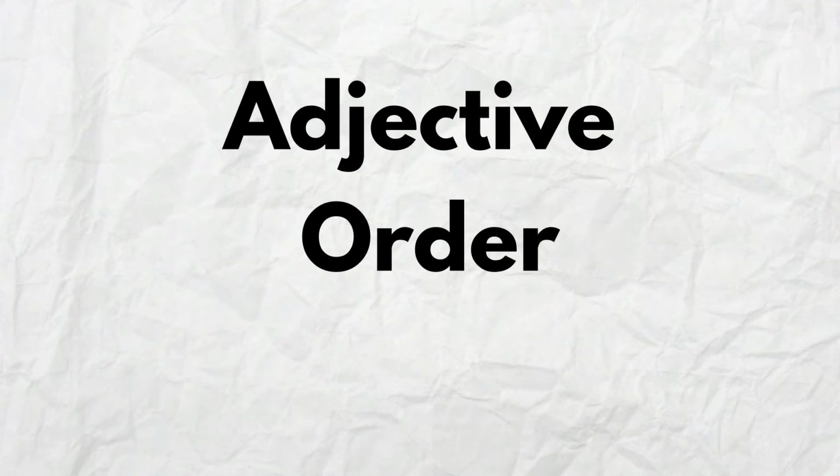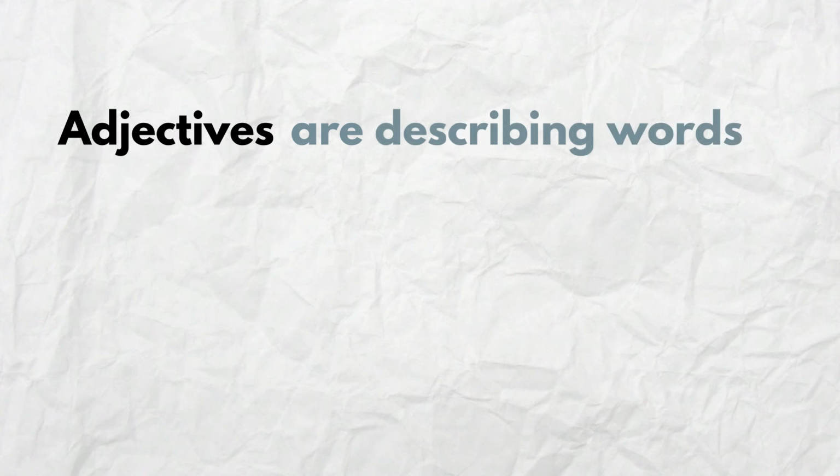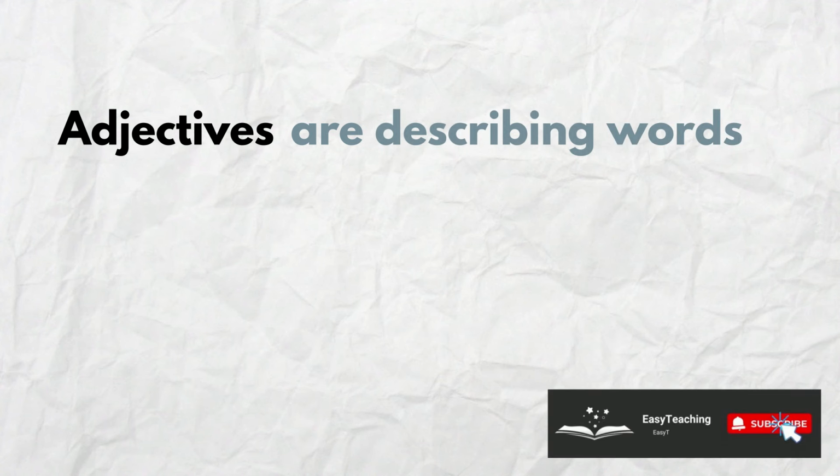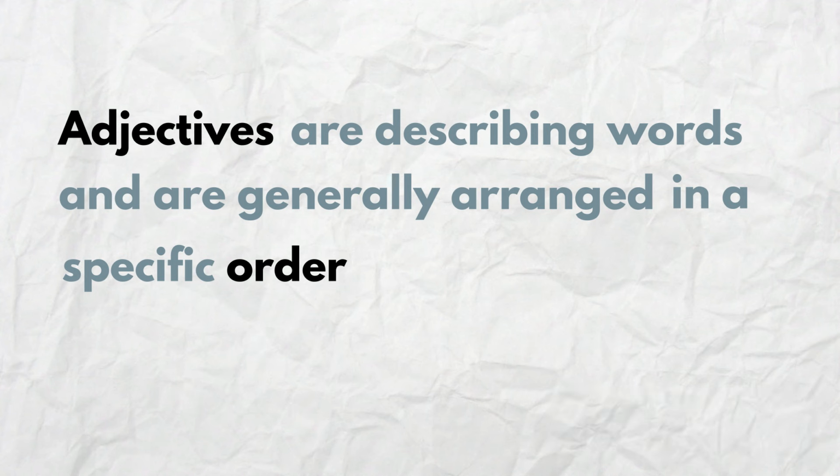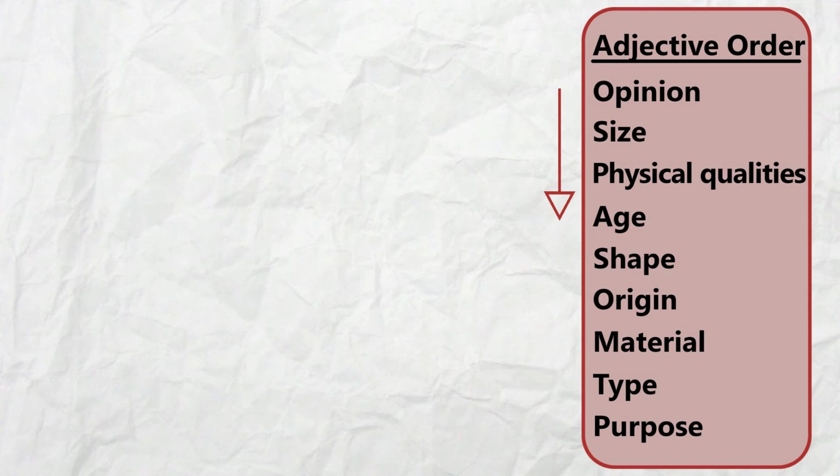Adjective order. Adjectives are describing words. When multiple adjectives are used to describe a noun, they are generally arranged in a specific order. Using an incorrect order can sound strange and be confusing for others. The typical sequence for adjectives is this.